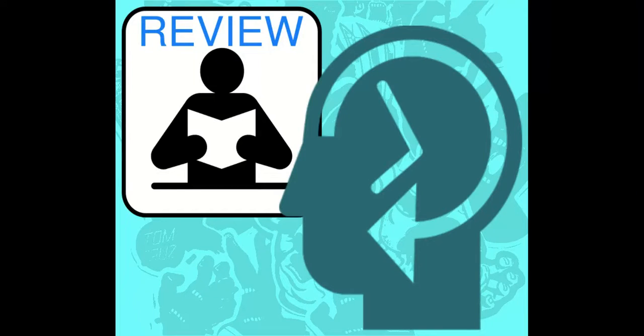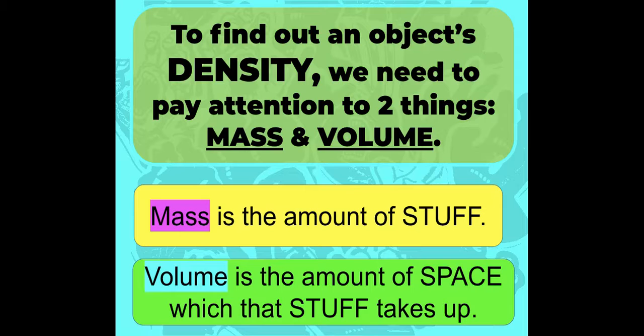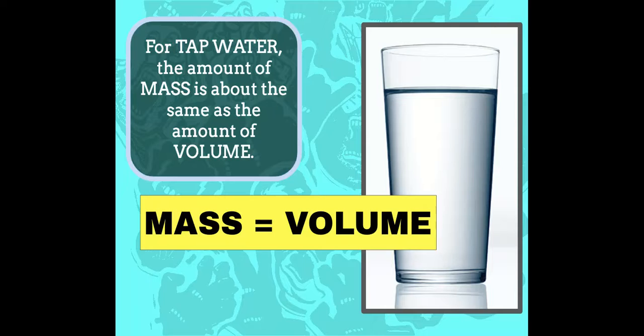So before we get into the explanation, let's review a couple concepts that we talked about in our last video. To find out an object's density, we need to pay attention to two things, the mass and the volume. Now again, mass is the amount of stuff that is in an object, and volume is the amount of space which that stuff takes up. So for tap water, the amount of mass is about the same as the amount of volume.